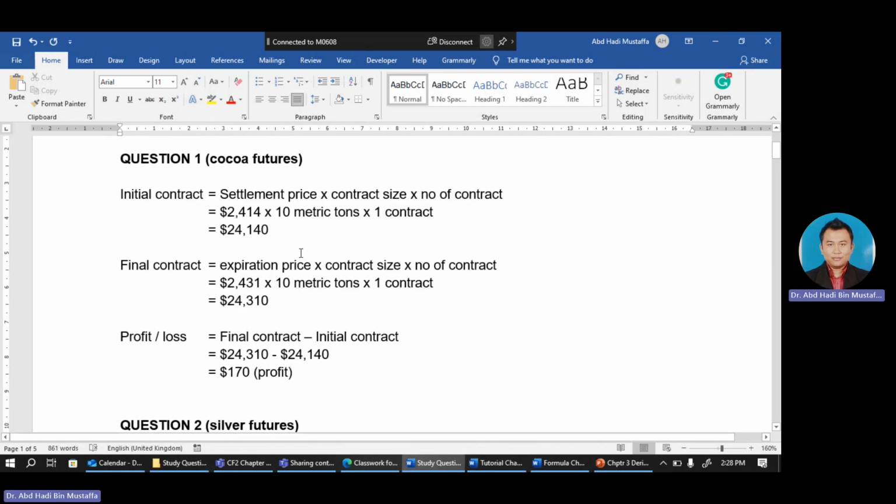Kalau dia ada bagi contoh, kalau soalan tu dia bagi tahu 5 kontrak, kali 5 lah. Kalau soalan tu kata 7 kontrak, kali 7 lah. Tapi soalan tu tak bagi tahu. They didn't tell how many contracts. So assume dia adalah 1. It's still straightforward. Ni dalam 4 to 5 marks only.